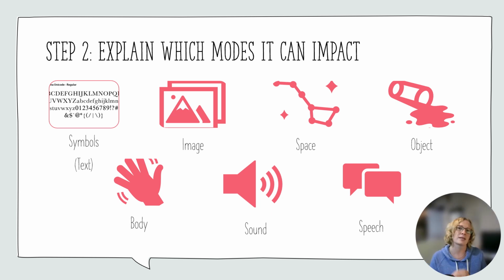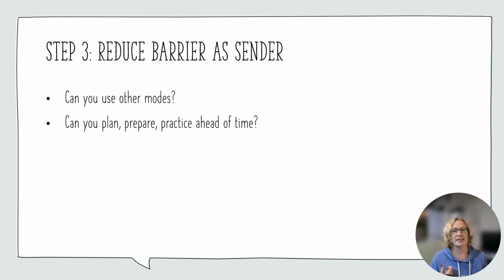So would this barrier impact symbols or text? Would this barrier impact images? And the reason why we want to do that is because then you can figure out how you can reduce them. So if there are certain modes that are impacted, so for example with language use, text and speech are obviously going to be impacted.